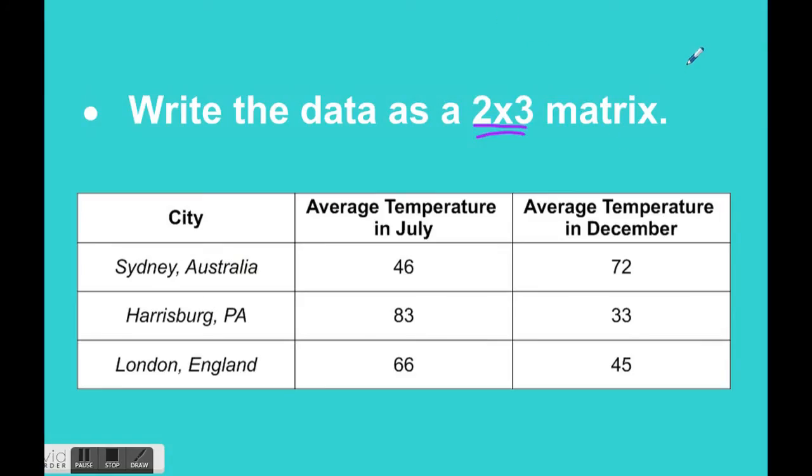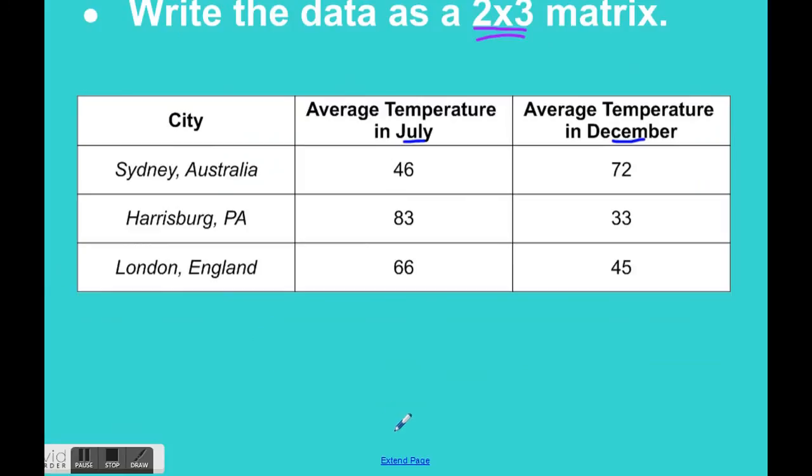We're also going to look at how you can rewrite data as a matrix. So here I have data represented for the cities of Sydney, Australia, Harrisburg, Pennsylvania, and London, England, and their average temperatures in the months of July and in December. We're going to rewrite this data as a matrix, as a 2 by 3 matrix.